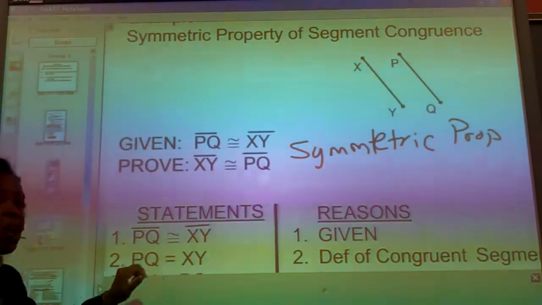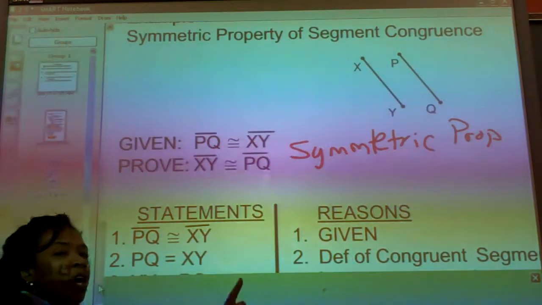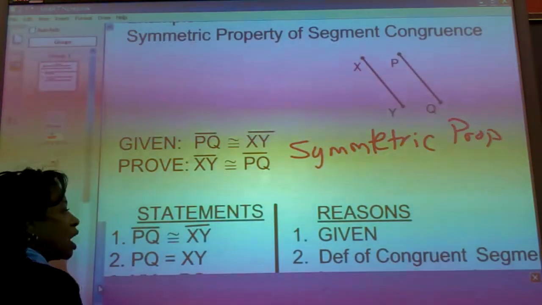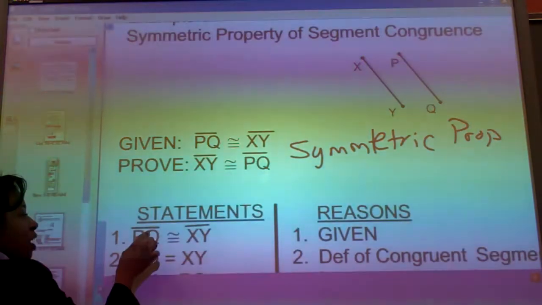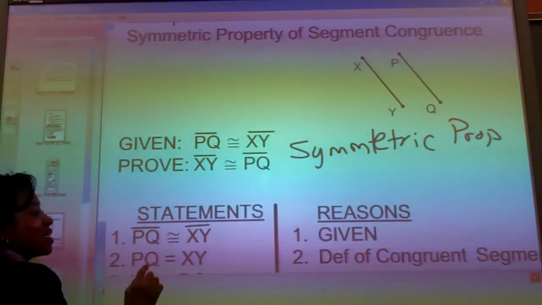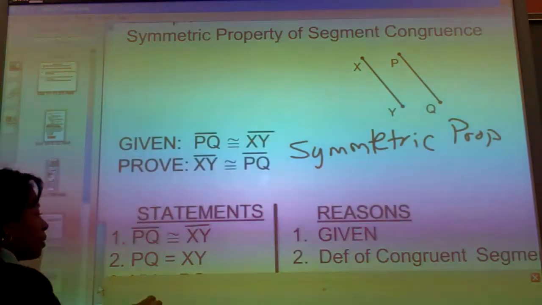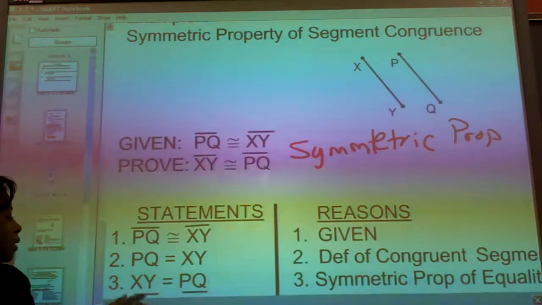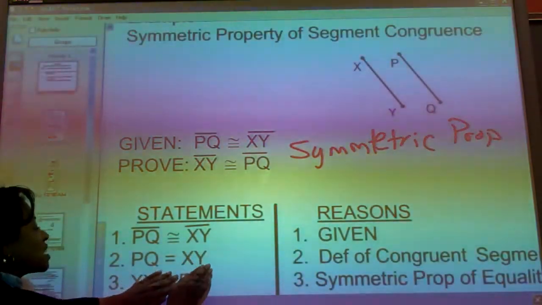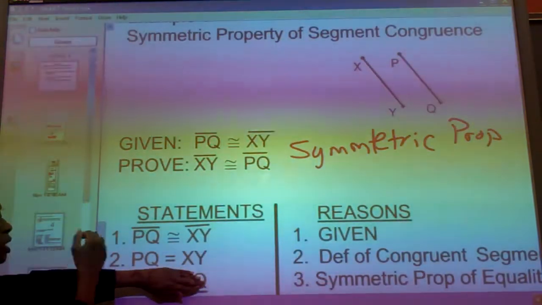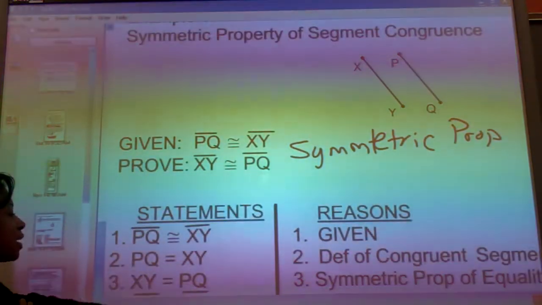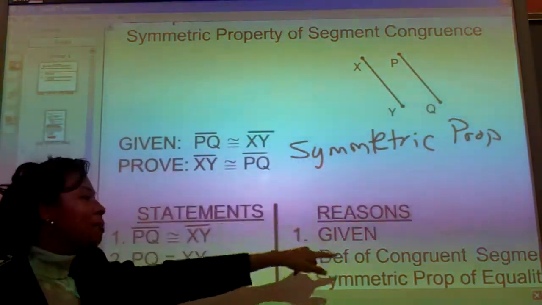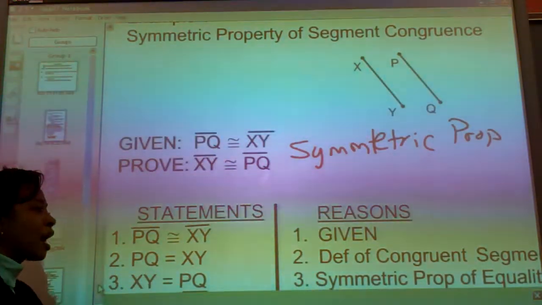No hat, equal means the number. What reason is that? I have to go back to the definition of congruent segments. So the reason that these two can be written from congruent to equal is the definition of congruent segments. Congruent segments are equal, and that's the reason. Number 3. Now I switch these two around. PQ is equal to XY. Now I switch: XY is equal to PQ. Why? That's that symmetric property when I can just switch them around like that.